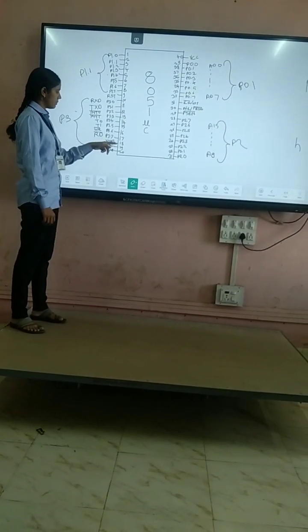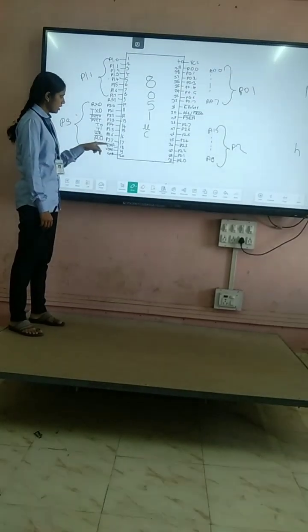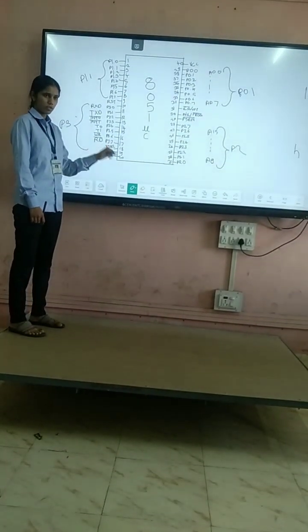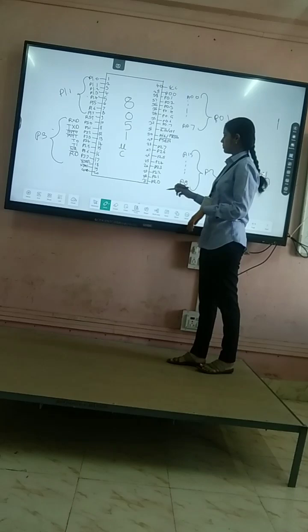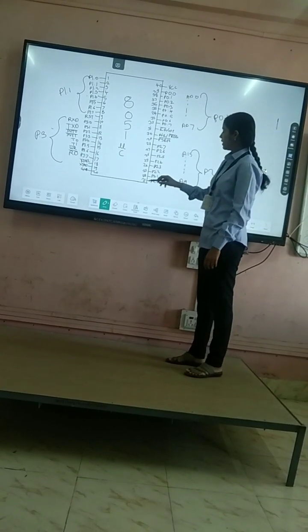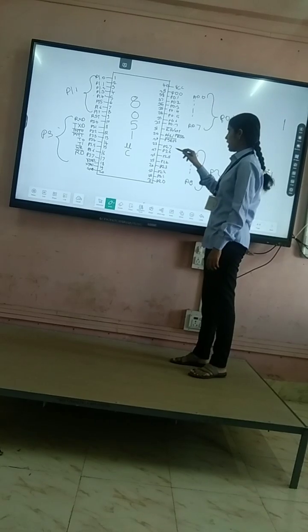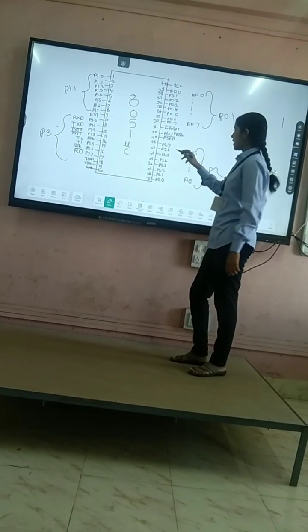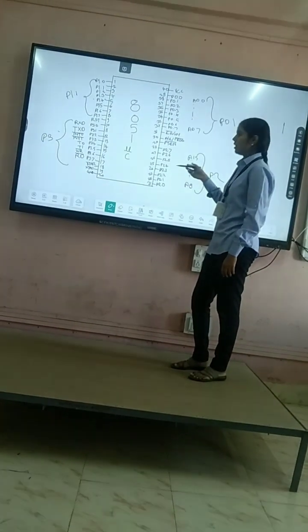Pin numbers 18 and 19 are the crystal pins, which are used for interfacing an external crystal to get the system clock. Pin number 20 is the ground pin. And pin number 21 to 28 is port 2, which is an input-output port. It is the higher order address bus signal.